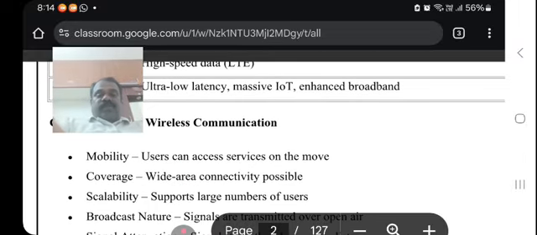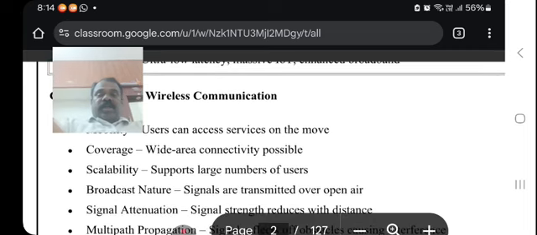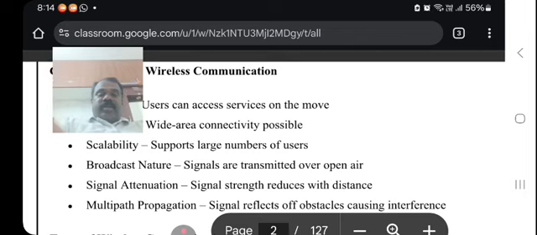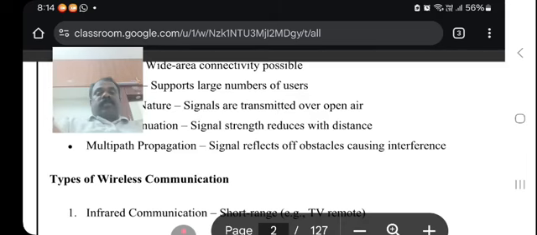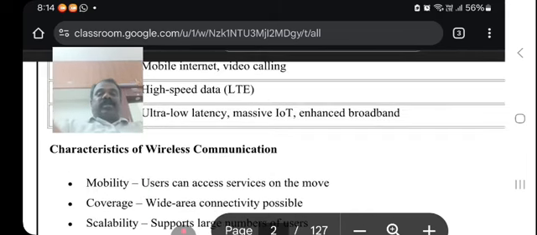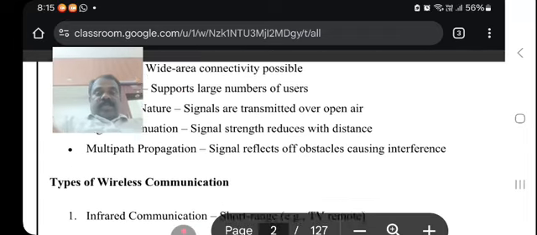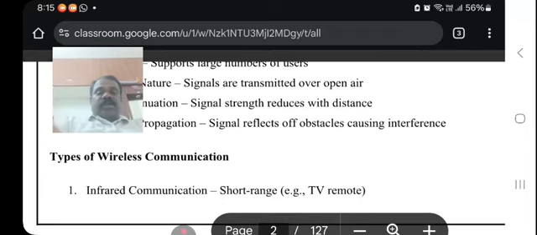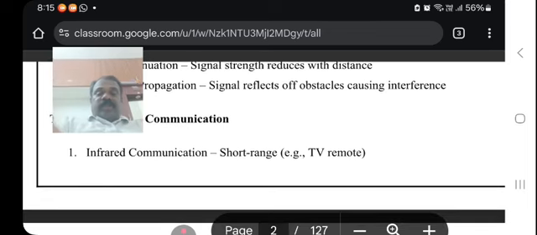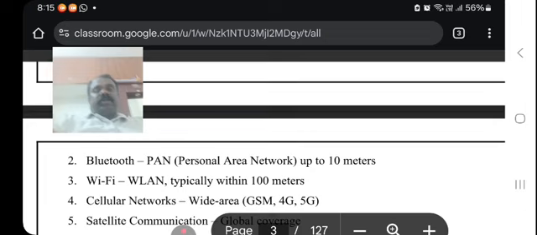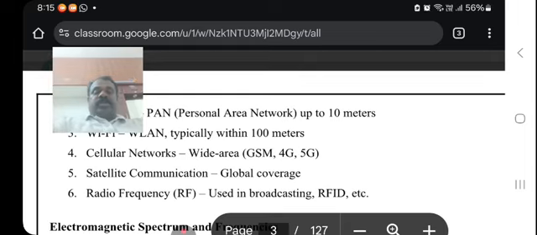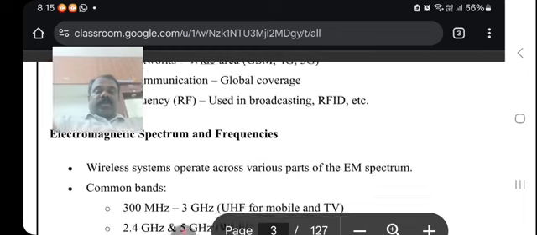Then the characteristics of wireless communication. The main ones are mobility, coverage, scalability, broadcast nature, signal attenuation, then multipath propagation. These are the main characteristics of wireless communication. Then different types of wireless communication are there: infrared communication, Bluetooth, Wi-Fi, cellular network, satellite communication, and radio frequency. These are the different types of wireless communication.